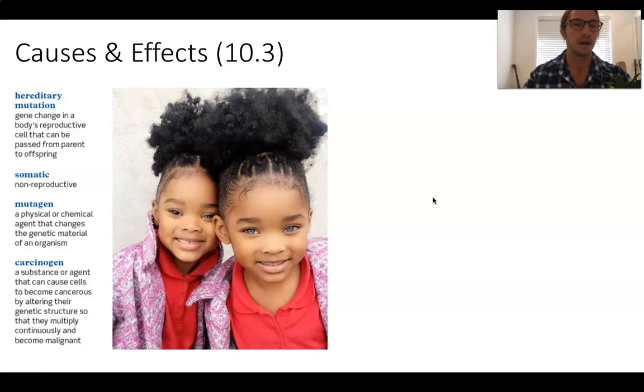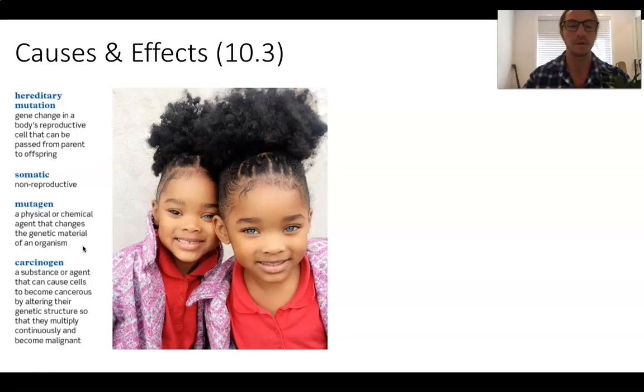So if it's not hereditary, it can be somatic, and this means that the mutation has been acquired over the individual's life, possibly due to either random chance of things happening during replication or due to environmental exposure to a mutagen. A mutagen is a physical or chemical agent that causes change in the genetic material of an organism.